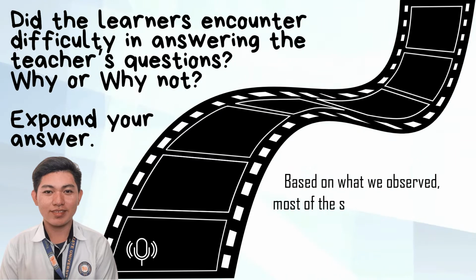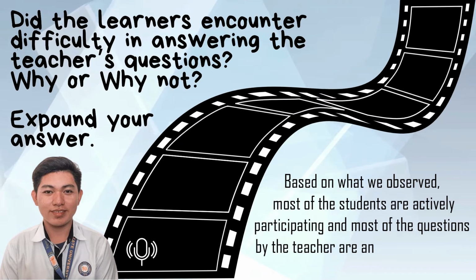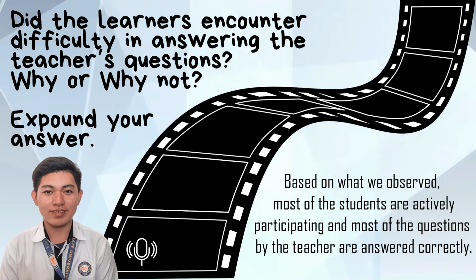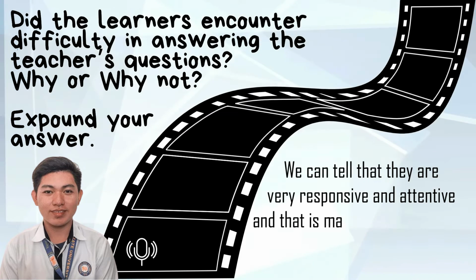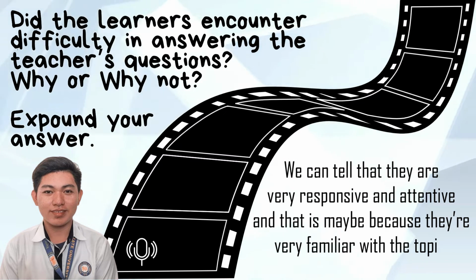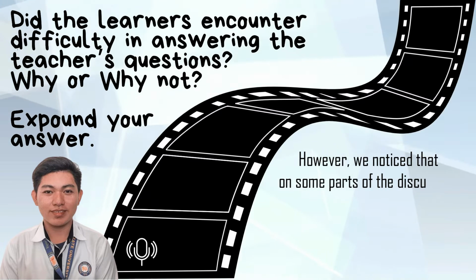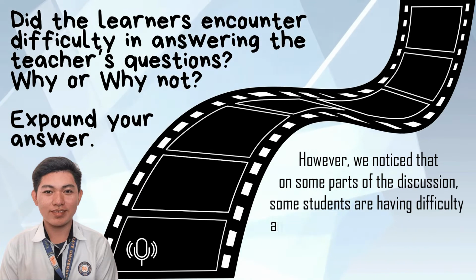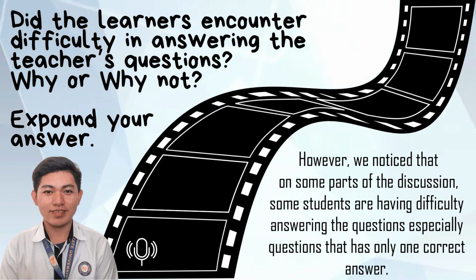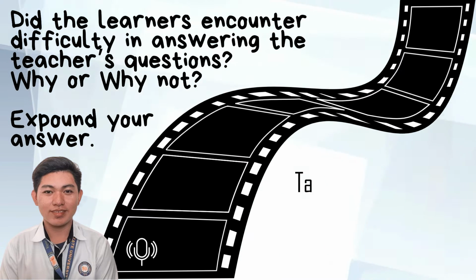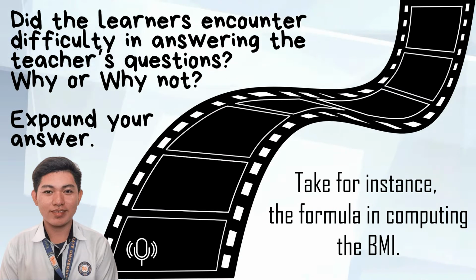Based on what we observed, most of the students are actively participating and most of the questions given by the teacher are answered correctly. We can tell that they are very responsive and attentive, and it's maybe because they're very familiar with the topic. However, we noticed that in some parts of the discussion, some students were having difficulty answering the questions, especially questions that have only one correct answer.